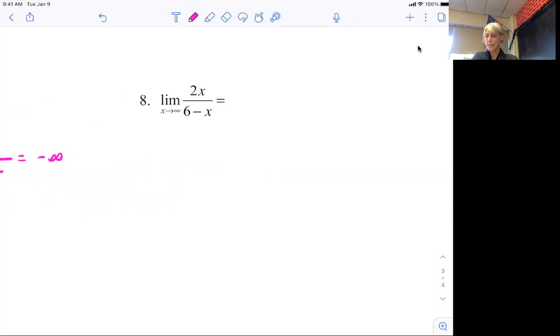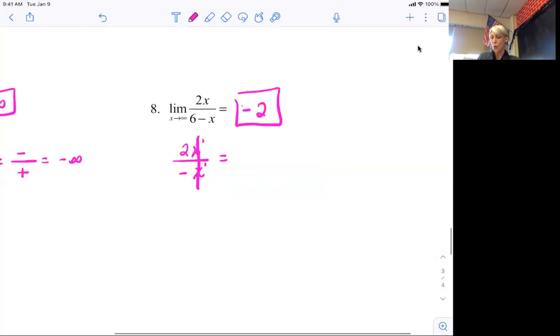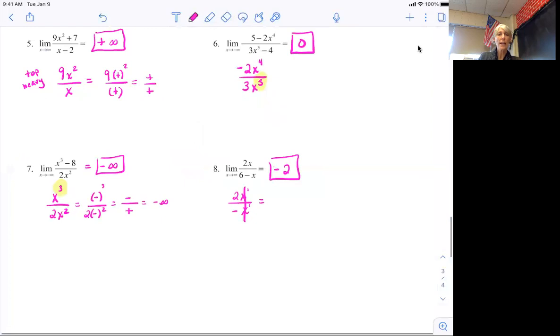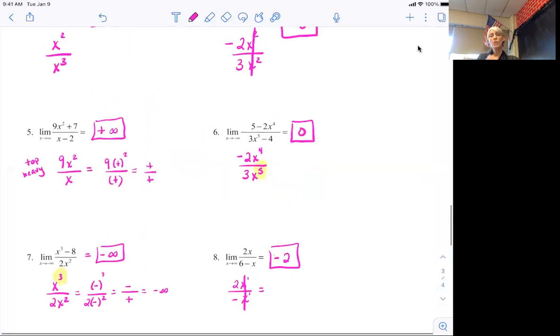In example 8, the term with the highest power in the numerator, the term with the highest power in the denominator. Since my powers are the same, both 1, they're going to cancel each other out. 2 over negative 1 is just negative 2. So we're not going to worry about the factoring or any of that when we're dealing with the limit as x goes to infinity. That's end behavior. So we're thinking about what's happening as I plug in really big or really small values.